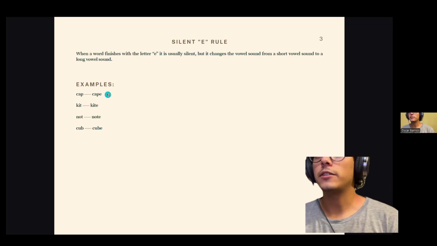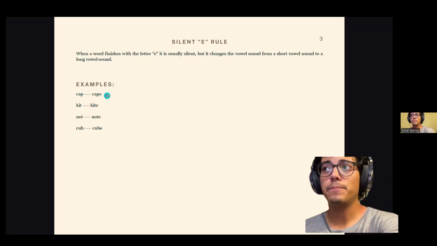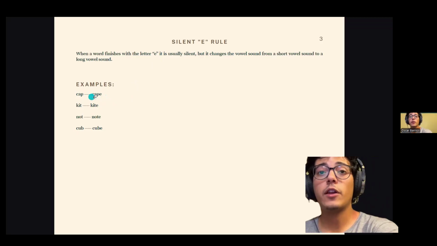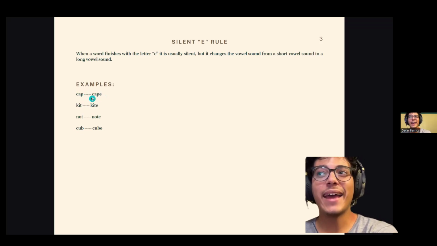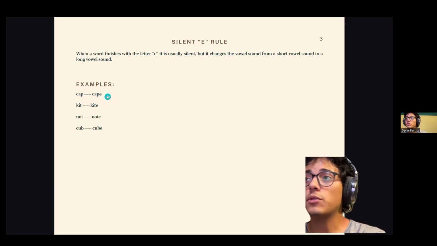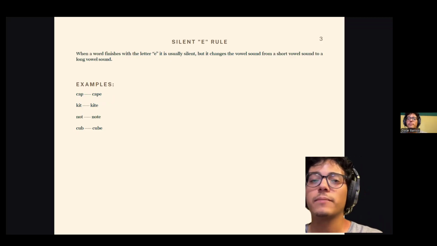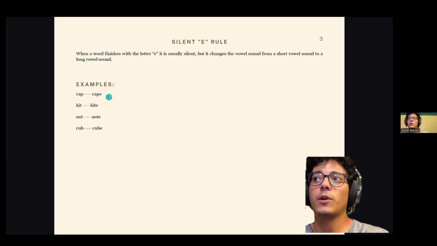First, with the first pairing, we have the word cap. Cap. But if you were to complete that word with a letter E at the end, the vowel sound is going to be transformed from a short A sound to a long A sound, right? So we're going to have from cap to cape, cape. Okay? From cap to cape.